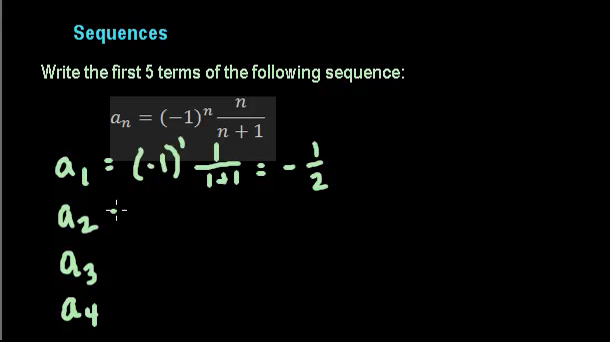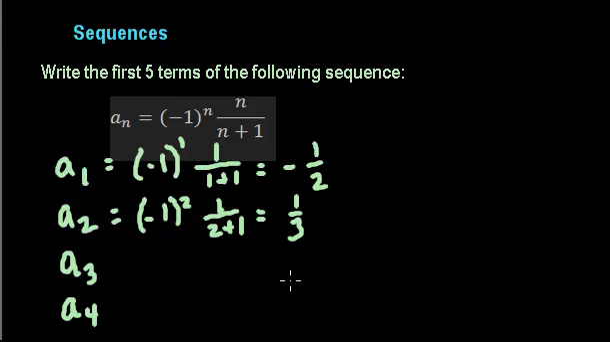For the second term, my n is 2, and then you kind of get the hang of this. You just say negative 1 raised to the second, 1 over, my n is 2, so I'll do 2 plus 1 this time. And negative 1 quantity squared is going to be positive, and then 1 over 3. So what that negative 1 to the n power does is it alternates my sign. Negative, positive, my next one will be negative, then positive, and so forth.